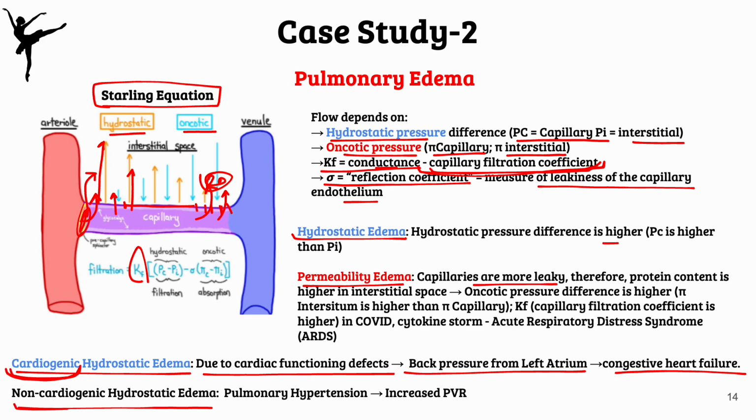Non-cardiogenic hydrostatic edema does not depend on the heart, but is what we've been talking about: pulmonary hypertension, which happens as a result of pulmonary embolism, where the pulmonary vascular resistance increases. As a result, you will have accumulation of fluid. That would be non-cardiogenic hydrostatic edema.